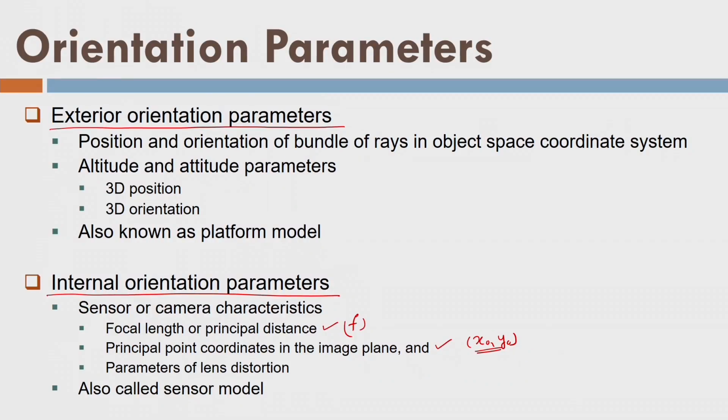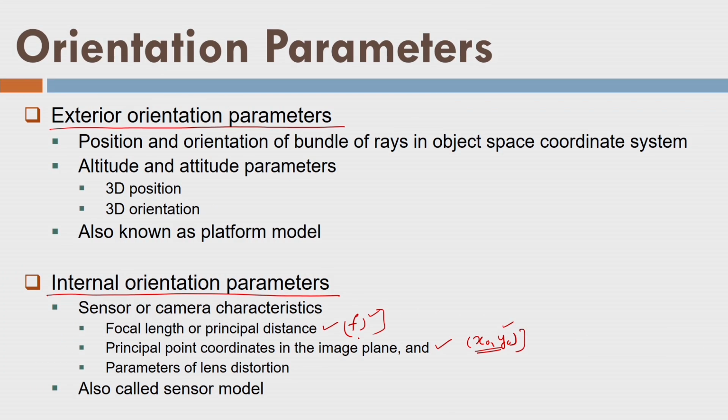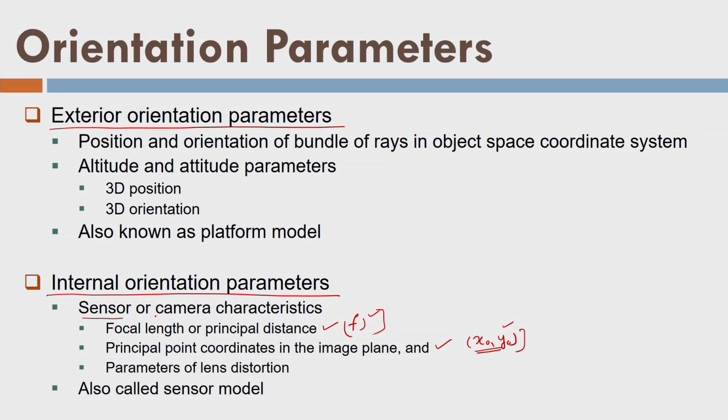That is, what is the focal length, how the image is placed, what is the orientation of this one. So, I can say that all the bundle of rays are creating one image, and as a result all the bundle of rays will have these common parameters, focal length as well as principal point. Secondly, once I know these parameters, then I can reconstruct the image, or I can reconstruct the camera model, and that is why it is called the sensor or camera characteristics.